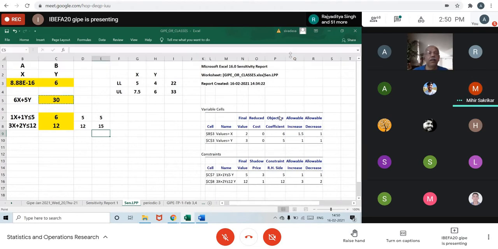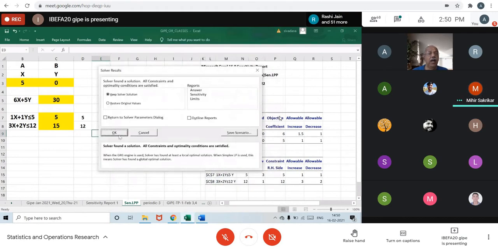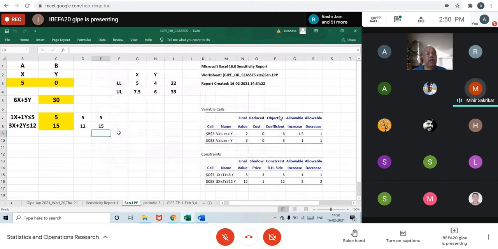No. So the previous was 27, no? So by 3 it will increase. So we change from 12 to 15. The shadow price is 1, so it will correspondingly increase by 3. Correct. So 1 plus 1 plus 1. Isn't it? Yes, sir. So the shadow price means how much change gets affected to your objective function when the resources are changed.